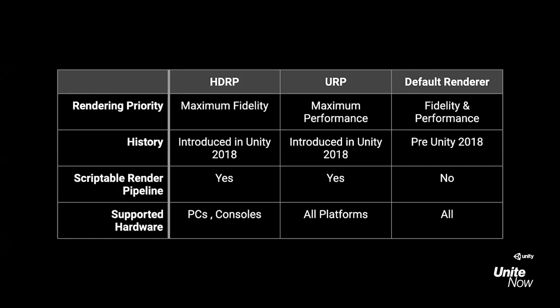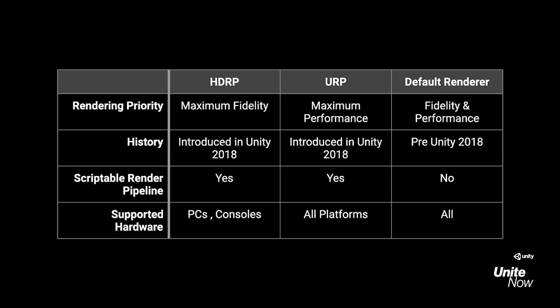This is up till 2018, this is just what we had, and it worked great, but as we want to maximize fidelity or maximize performance, we have these scriptable render pipelines which help us with that. So the priority with HDRP is the highest fidelity possible. The Universal Render Pipeline is going to be the most performant, maximum performance. And the default is going to be kind of the one size fits all, right? So that obviously becomes limiting when you want to get to either end of the spectrum. So that's why these scriptable render pipelines have come about.